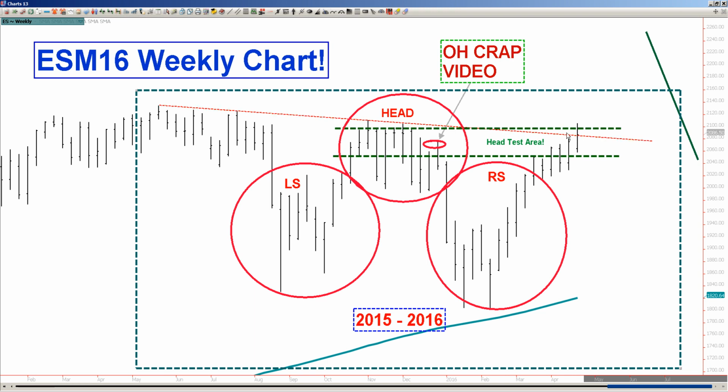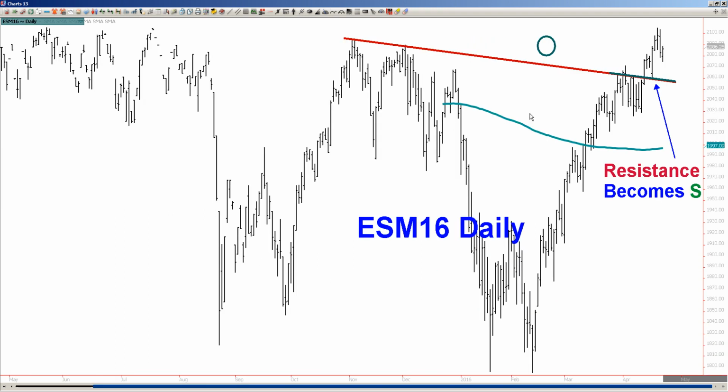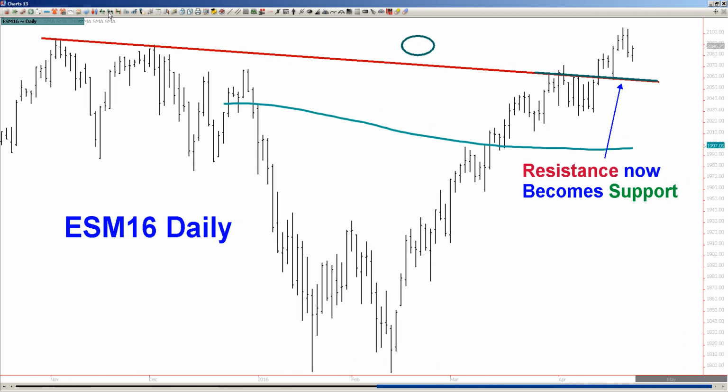But looking at all the other charts that we did look at, including this on the daily, doesn't look like the party's over yet. So let's see what we're going to do Sunday night into Monday, but this is what I wanted to show you. There's one other very interesting chart when we look at the dailies.